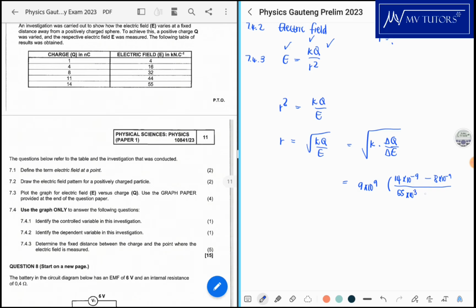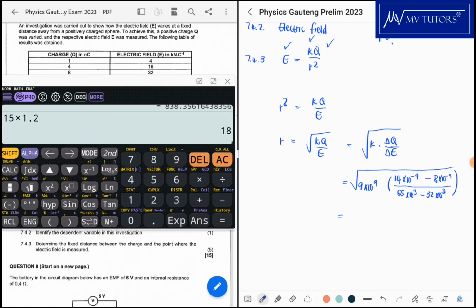minus 32 times 10 to the 3, because it's kilo Newton per Coulomb. And all of that, it's under a square root. Let's try that again. All right, let's calculate then.